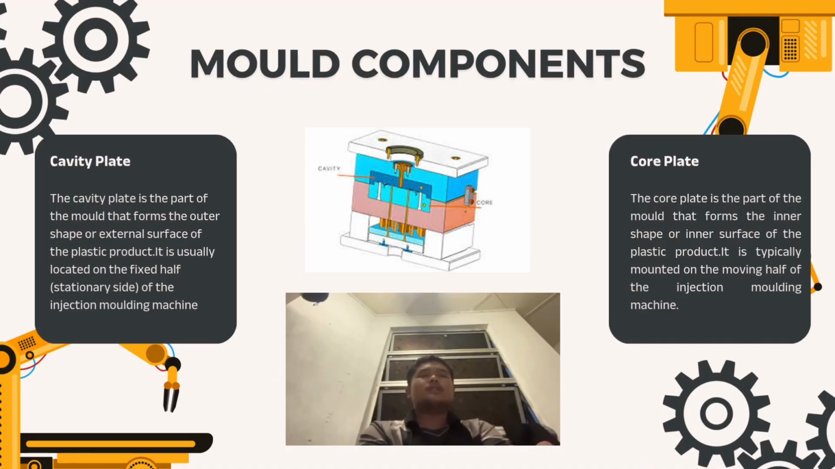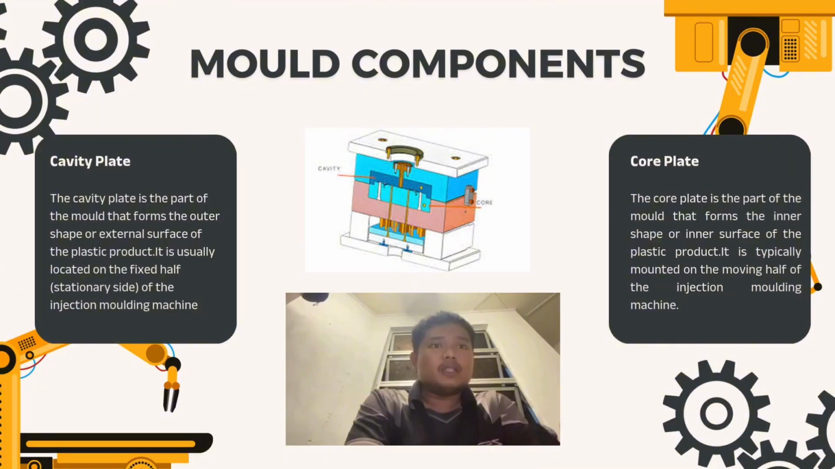For the second example is the core plate. The core plate is the part of the mold that forms the inner shape or inner surface of the plastic product. It is typically mounted on the moving half of the injection molding machine.